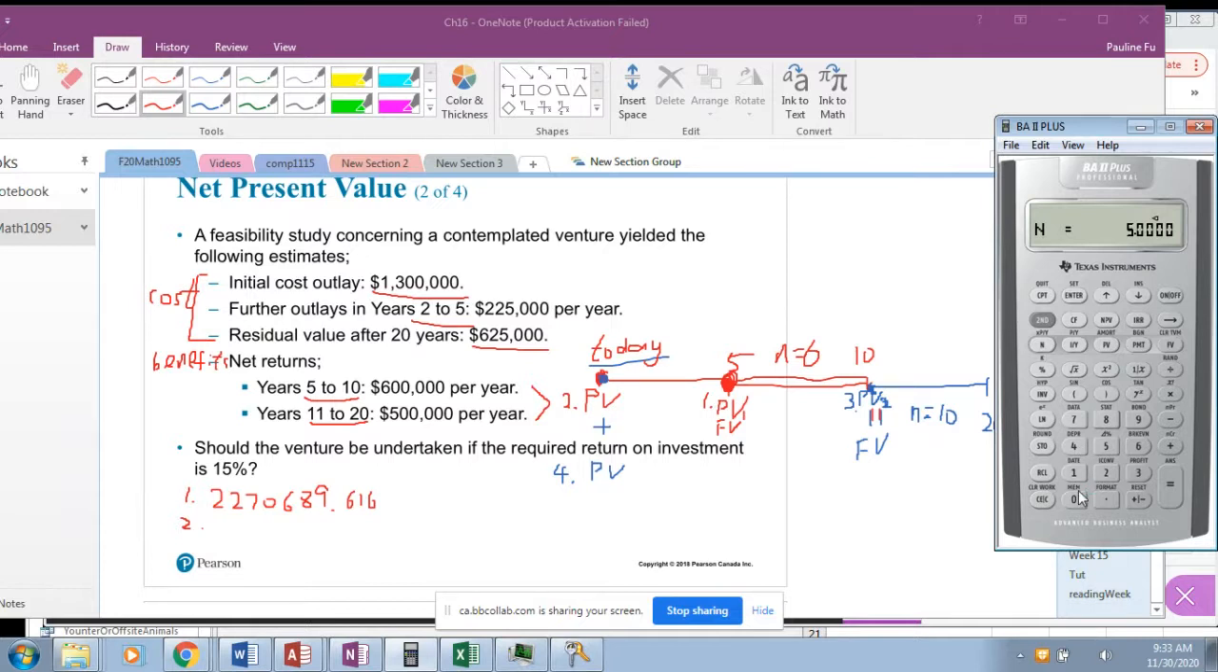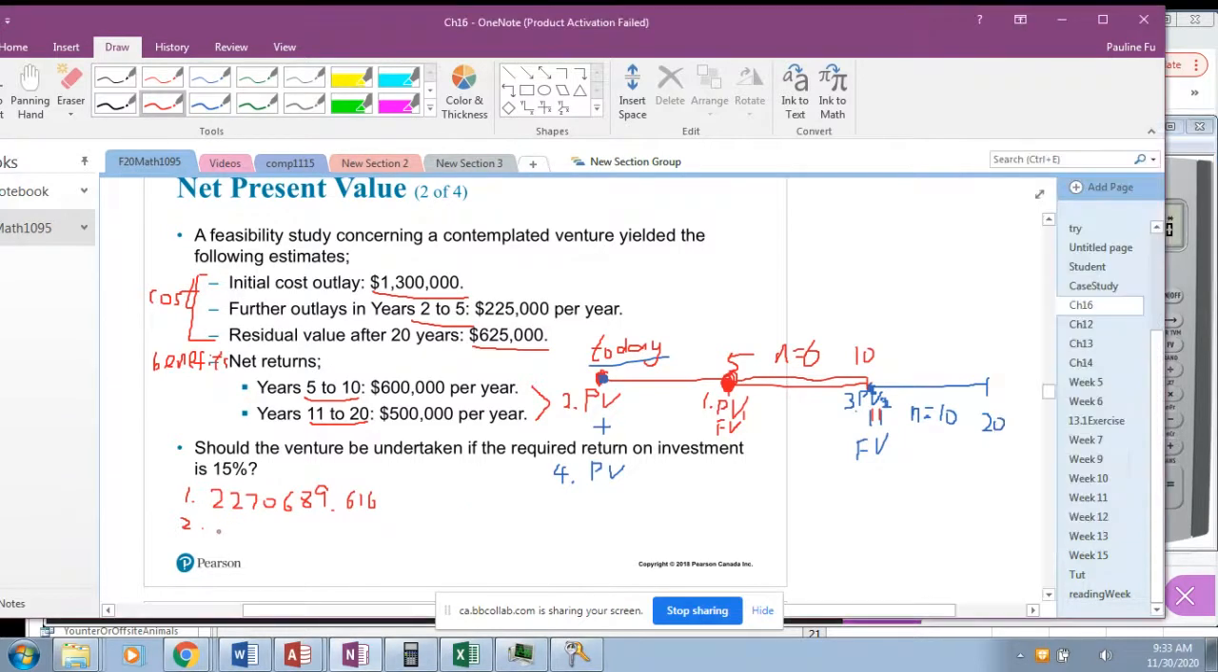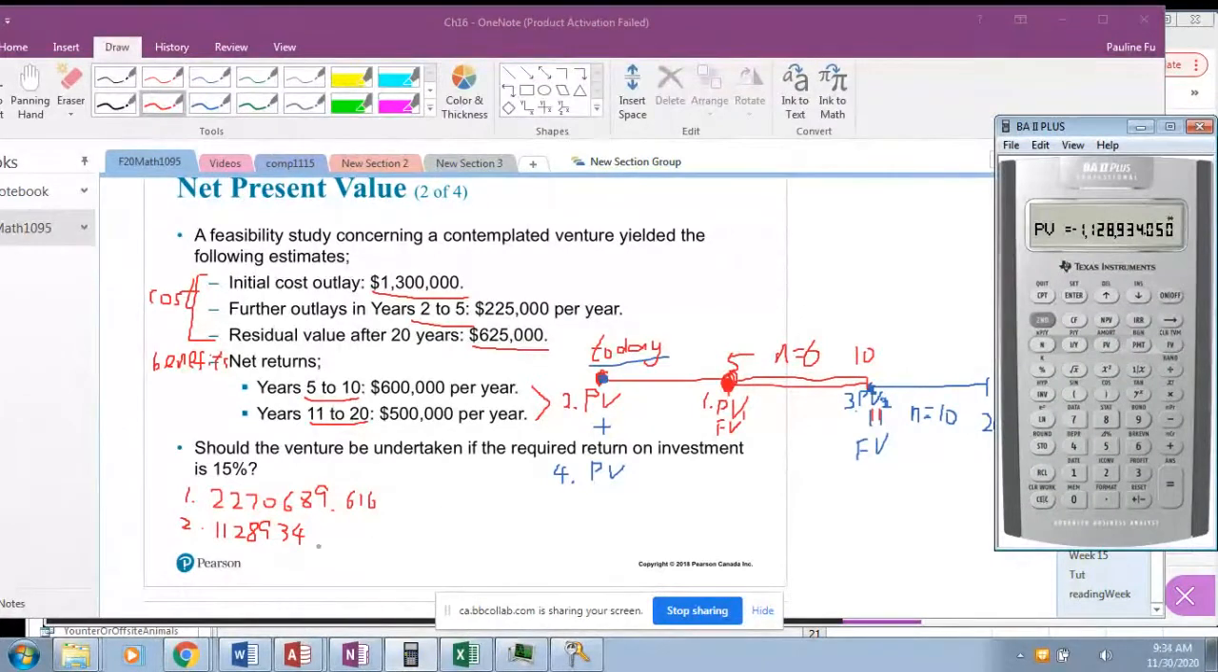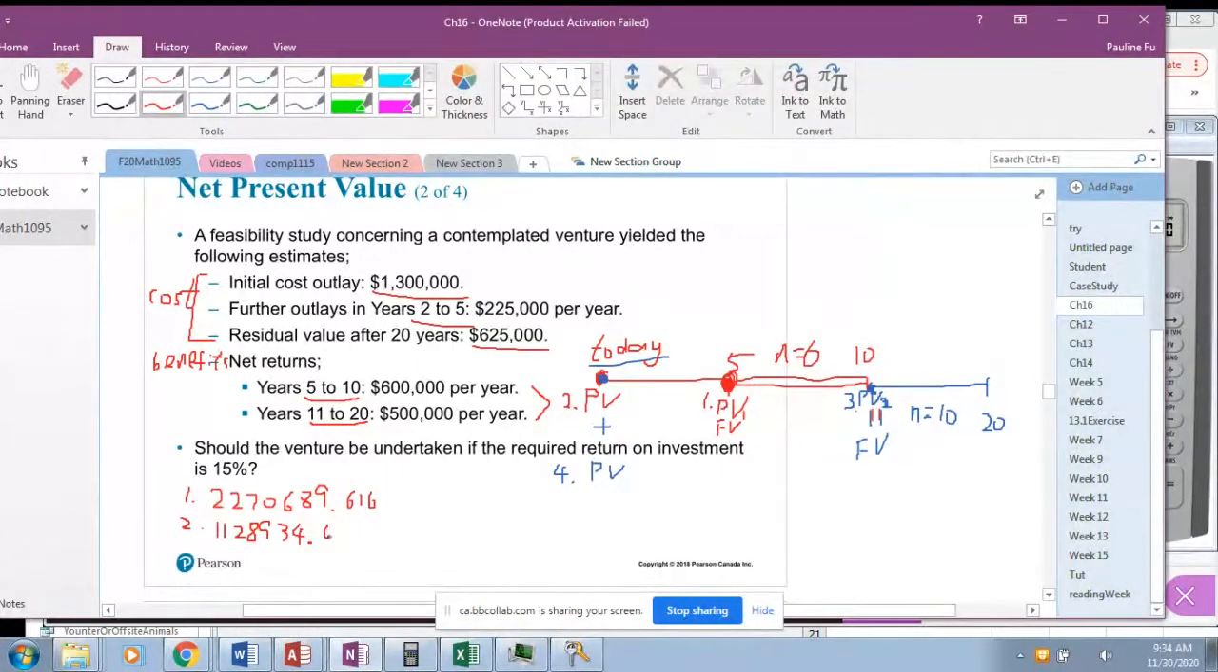This is a regular compound interest problem. 0 is PMT. 15 is IY. Compute PV. So I get this number. That is step 2. Okay.